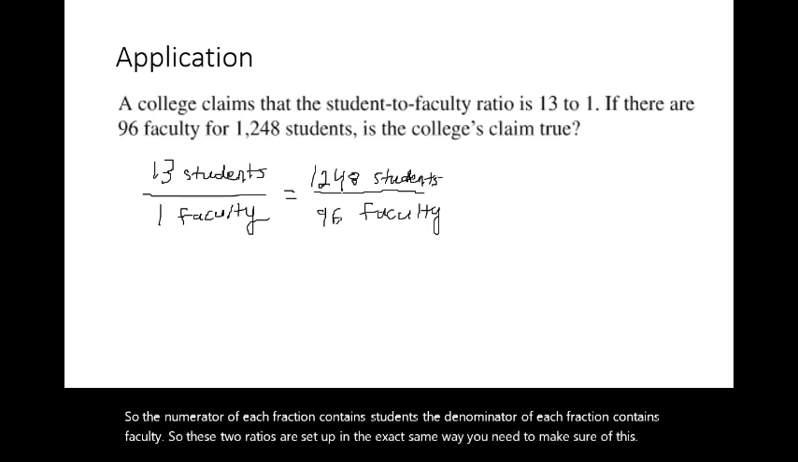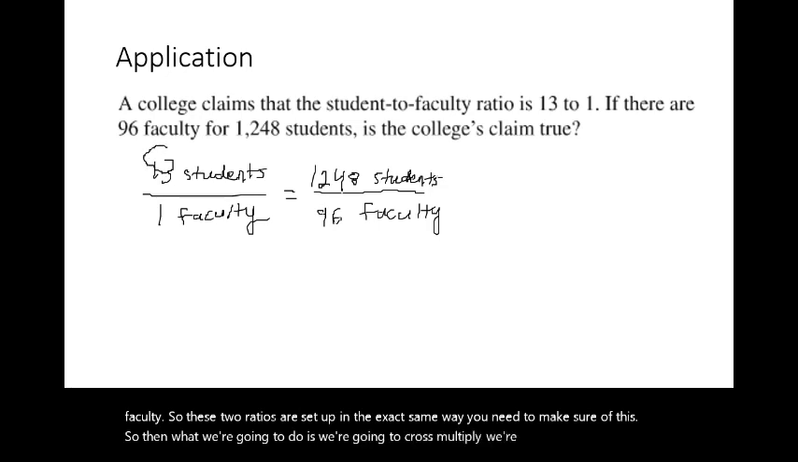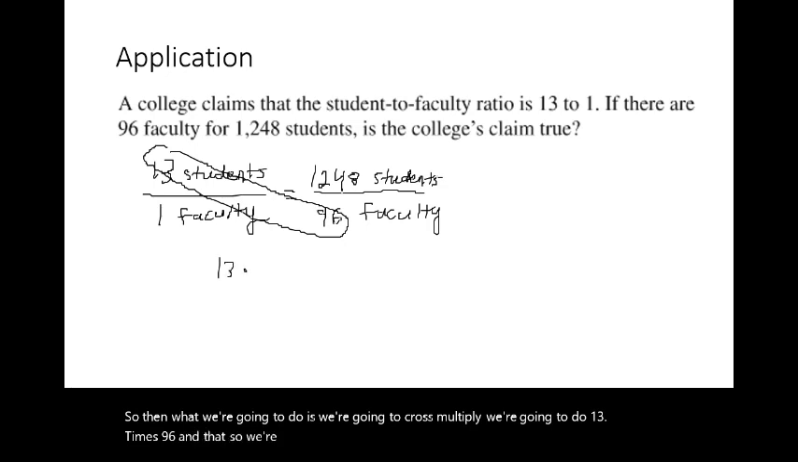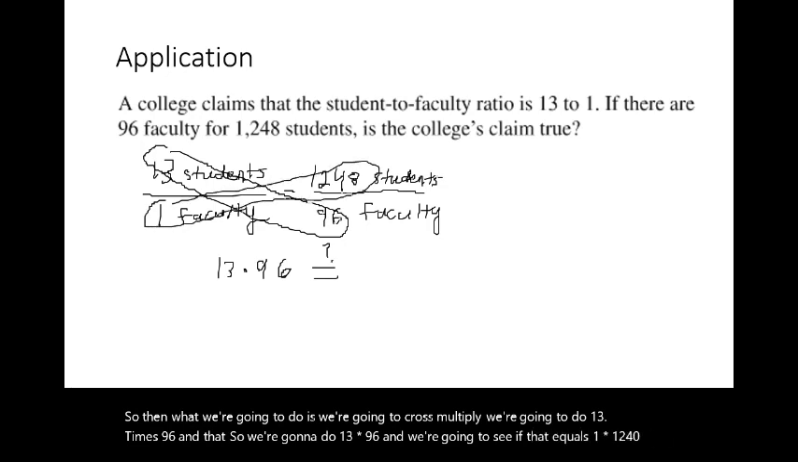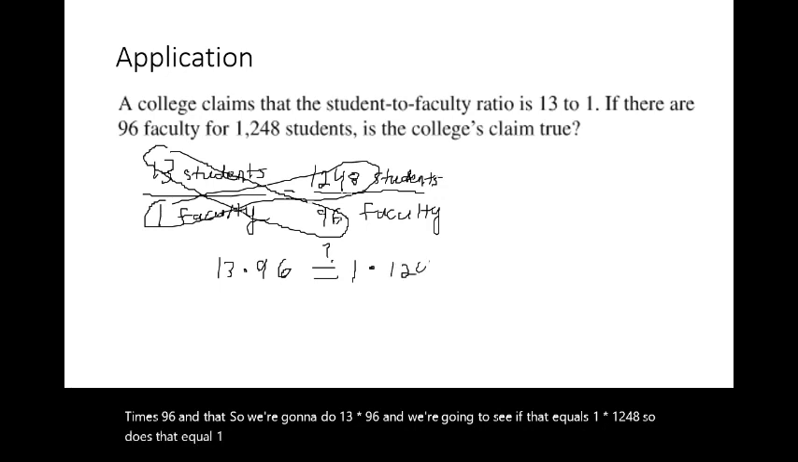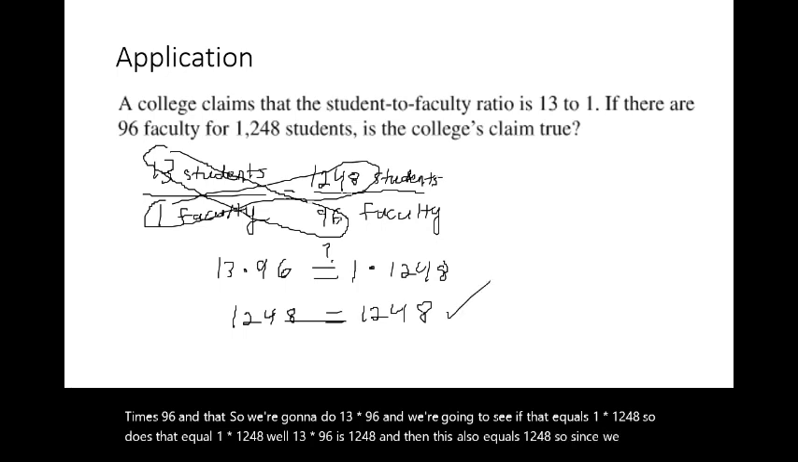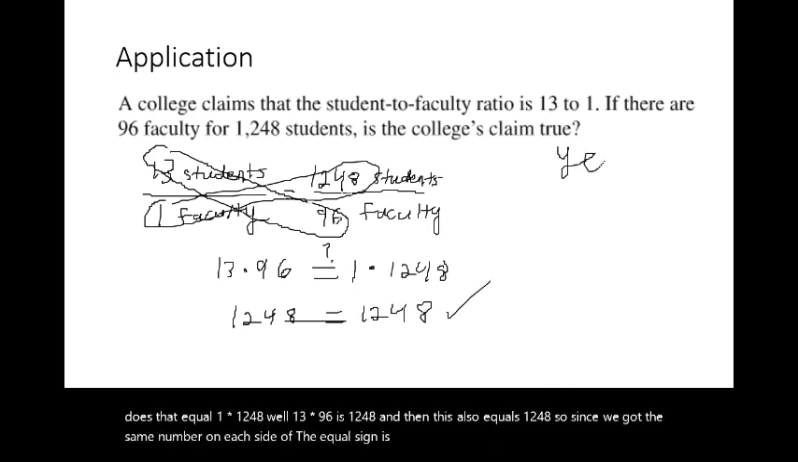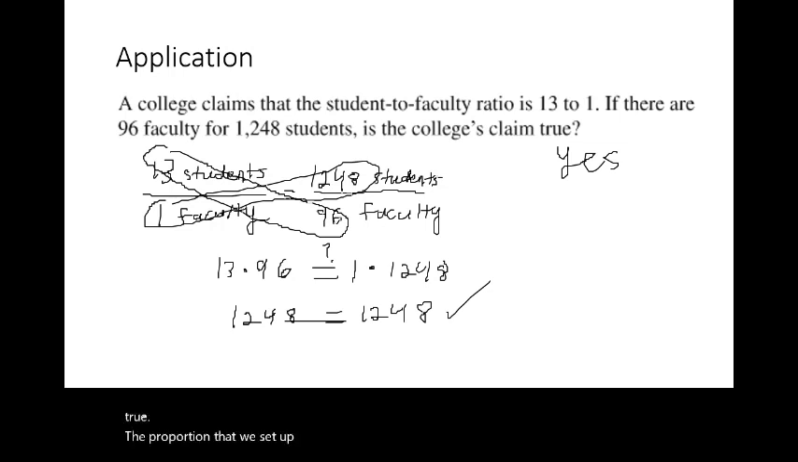So then what we're going to do is cross multiply. We're going to do 13 times 96, and we're going to see if that equals 1 times 1,248. So does that equal 1 times 1,248? Well, 13 times 96 is 1,248. And then this also equals 1,248. So since we got the same number on each side of the equal sign, is the college's claim true? Yes, the college's claim is true. The proportion that we set up, the cross products are actually equal.